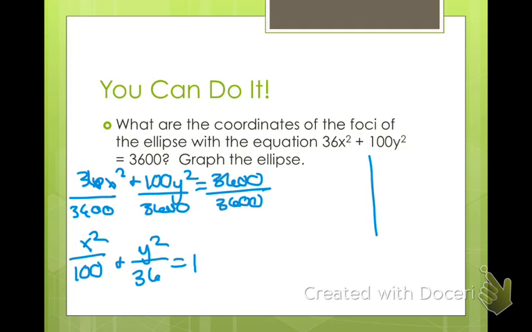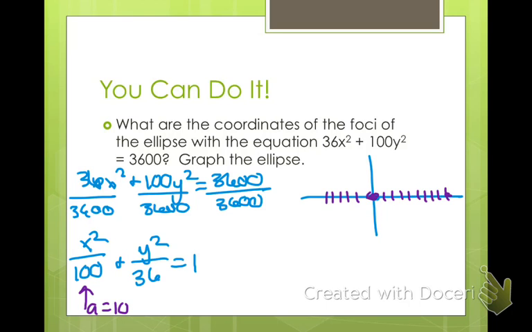Okay, so we know our center is at the origin, 0, 0. Let me grab a different color. Our center is at the origin, 0, 0. Our a value is always the bigger one. This is a squared, so a equals 10. So that means I'm going to go horizontally 10. 1, 2, 3, 4, 5, 6, 7, 8, 9, 10. And 10 the opposite direction.